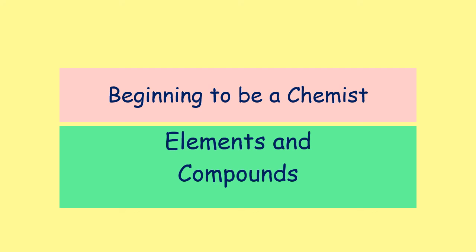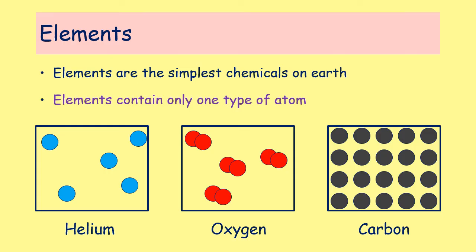So in this lesson, what we're going to look at is how elements can be used to make compounds, and we're also going to look at how compounds can be turned back into elements. Now, a recap from previous lesson: elements were the simplest chemicals on Earth, and every single element that we know is found on the periodic table. What makes an element is that it only contains one type of atom.